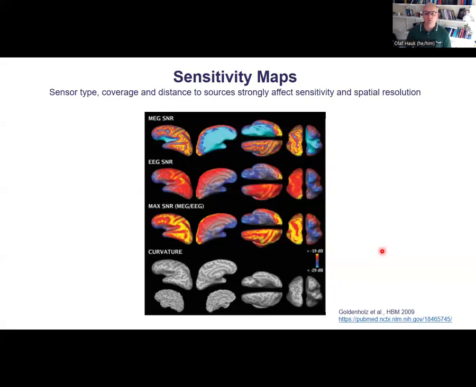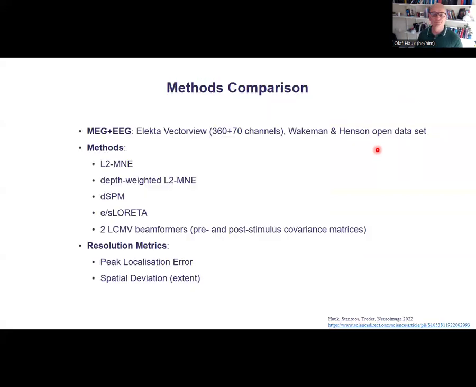Okay, this is actually just a reminder. We talked about this in another session. So this just reflects what we already knew from our sensor space analysis. If you look at sensitivity maps, if you compare MEG and EEG, they are sensitive to different sources. And if you combine them, you get more information than when you look at EEG or MEG alone. And this is reflected in the spatial resolution as measured by the spatial deviation in the previous slide. So there's clearly a correspondence here between what we see in our sensor space data and what we can then do with our source space analysis.